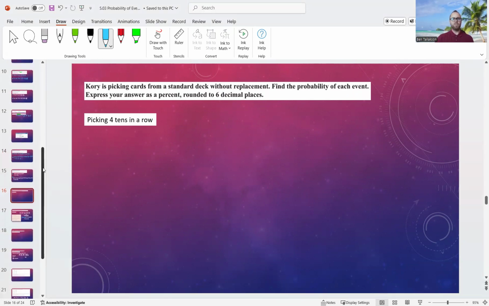Corey's picking cards from a standard deck without replacement. Do you know how many cards are in a deck of cards? 52. Without replacement, keywords there. Find the probability of each event. Express your answer as a percent rounded to 6 decimal places. See if you can figure this one out. The probability of picking 4 10s in a row.